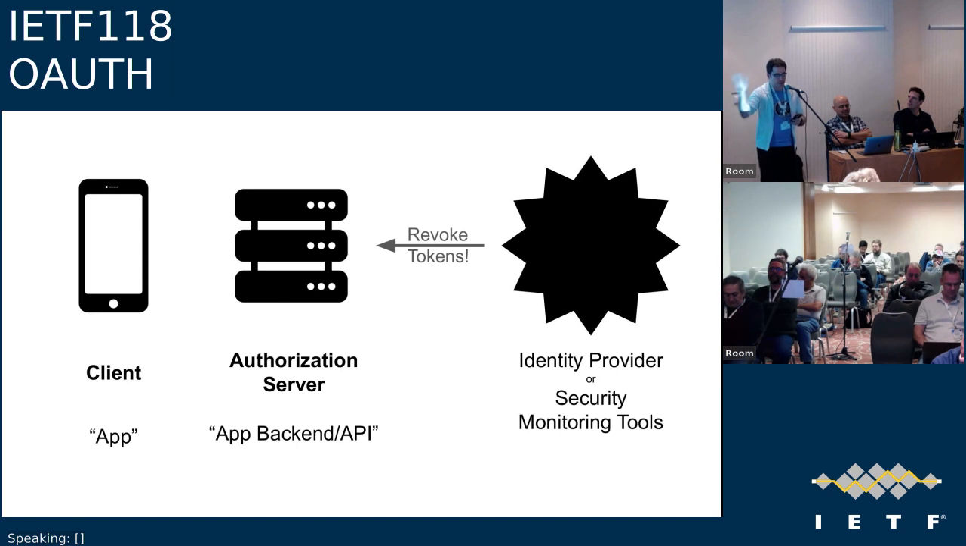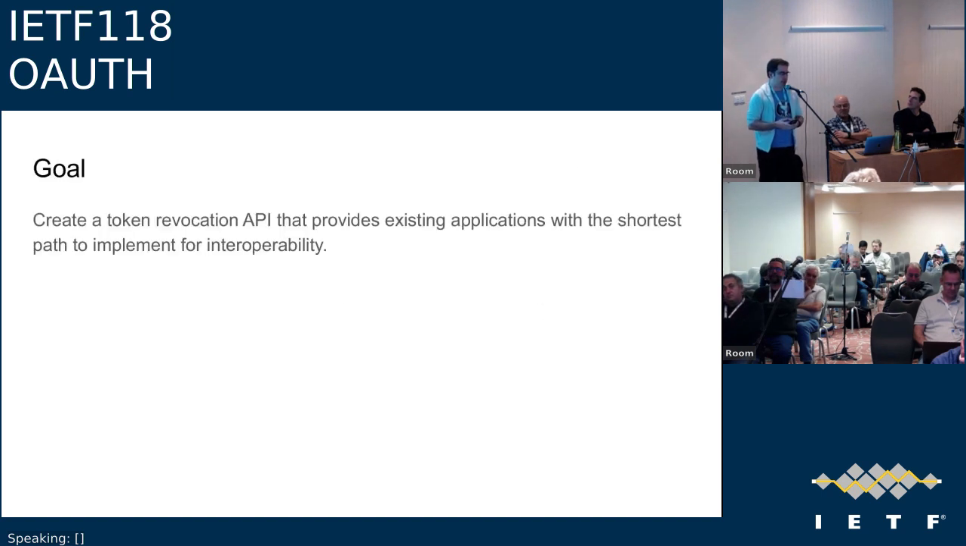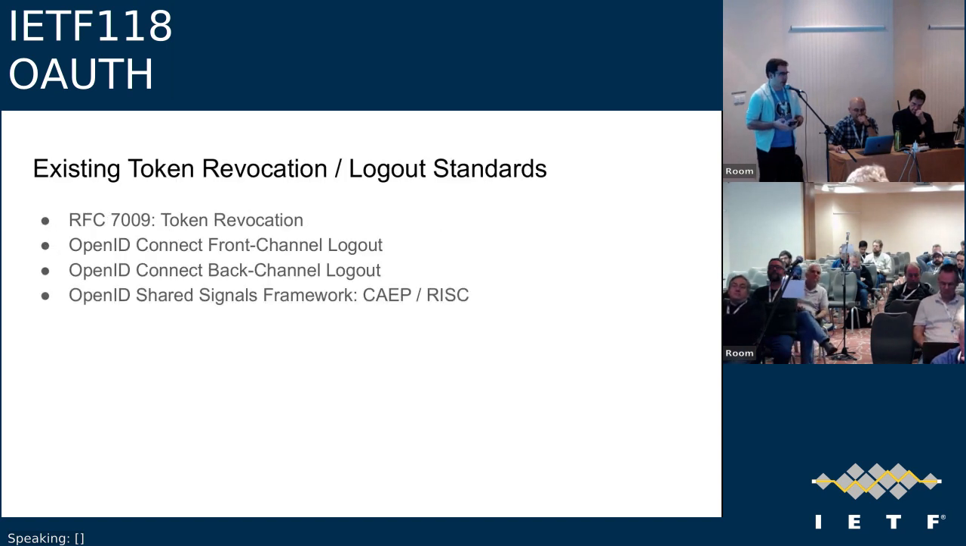So the reason I bring this up is because the goal here is to create a token revocation API that gives applications that exist today and have deployed OAuth the shortest path to implement this kind of token revocation interoperably. I'm a big fan of doing homework and researching existing standards and documenting what's out there: how does it solve the problem, how does it not solve the problem, and how does it relate to the problem I have at hand. So I'm going to go through these really quick.